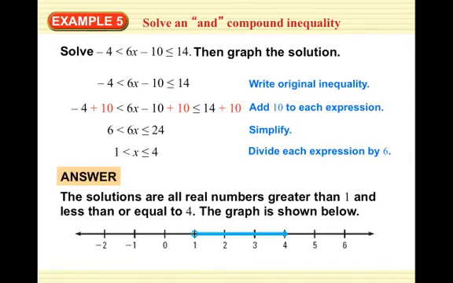So our answer, the solutions are all real numbers greater than 1 and less than or equal to 4. The graph is shown below. So we have an open endpoint at 1 and we have a closed endpoint at 4, and we've included everything in between the two.